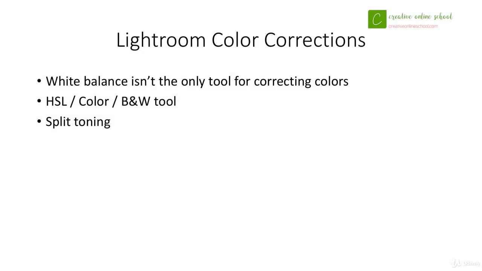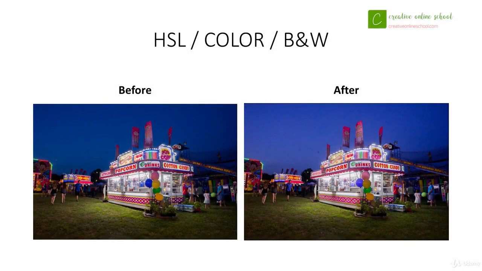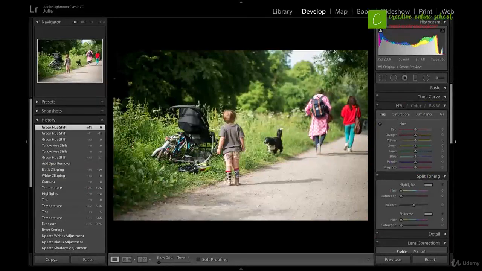Good news! You already know a lot about correcting the color of your images because you've already learned about white balance correction. But sometimes changing the white balance of a photo isn't enough to make the colors of your image look right. Maybe you want to make certain colors stand out from others, or maybe you want to make your colors look more surreal. If that's the case, head down to the HSL Color Black and White tool.